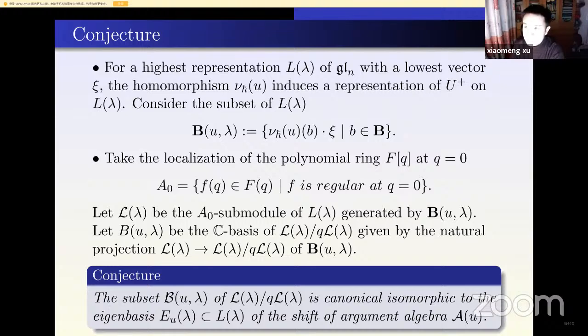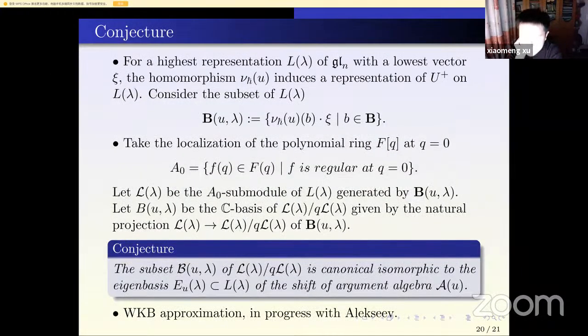And then we conjecture that this subset is canonically isomorphic to the eigenbasis of the shift of argument algebras A_U. So this is a formulation of the conjecture, which states how the quantum Stokes matrices relate the canonical basis to the eigenbasis of shift of argument algebras. This conjecture is closely related to WKB approximation of Stokes matrices, in progress with Anton. I think this is all my talk. Thank you very much.